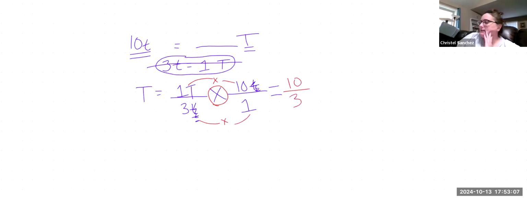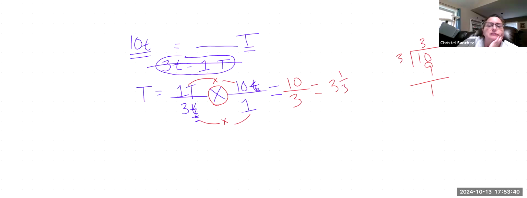And then can we leave it like this? Is this really telling us anything? It's not. So we're going to change this or divide this. So 3 goes into 10. So 3 times, let's do it this way, 3 times 3 is 9. We have 1 left over. So we have 3 and 1/3. So 10 teaspoons equals 3 and 1/3 tablespoons.